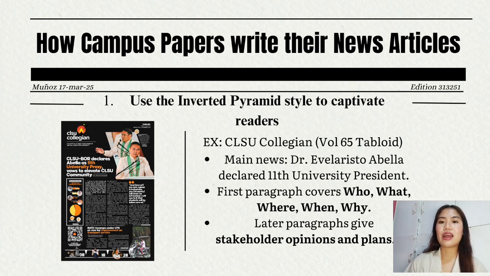The subsequent paragraphs provide supporting information such as the opinions of stakeholders, student survey results, and Dr. Abella's proposed plans. This journalistic technique ensures that readers receive the most critical information first. By placing the most important details, covering the who, what, where, when, why, and how of the story, at the beginning, writers maximize engagement. Readers often decide within the first sentence or two whether they will continue reading an article. By front-loading vital information, even those who skim the article gain a clear understanding of the topic.